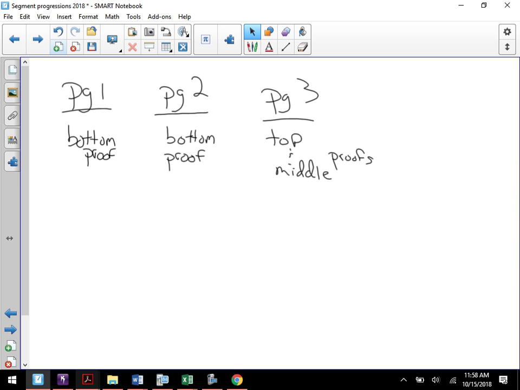We'll get to the angle stuff tomorrow. We'll talk about complementary, supplementary, right angles, linear pairs, perpendicular, angle bisectors. There's a ton of progressions with those. All 4 of those.